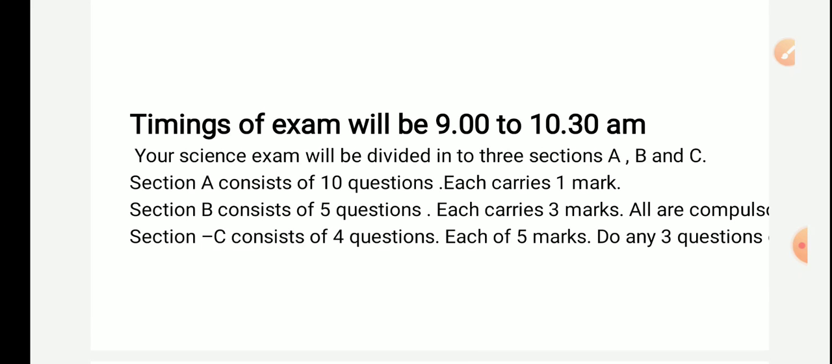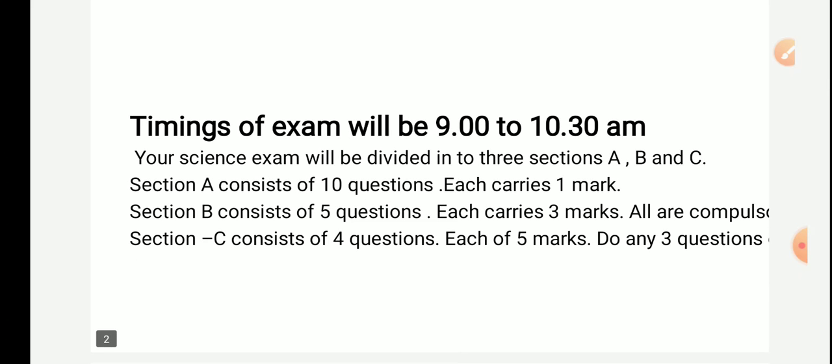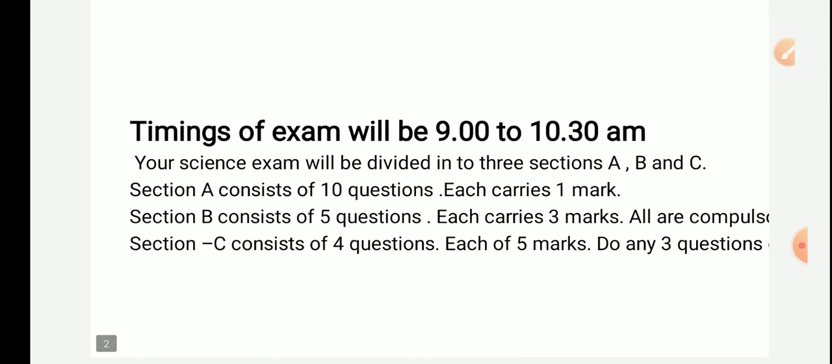Section A consists of 10 questions and each carries 1 mark. All are compulsory. Then section B consists of 5 questions, each carries 3 marks. These also all are compulsory. In section C, this section consists of 4 questions, each carries 5 marks, and you have to do only 3 questions. One is in choice. Okay, out of 4 you have to do only 3.